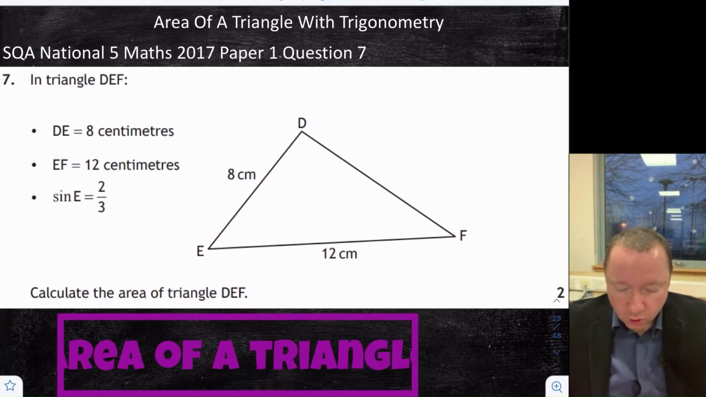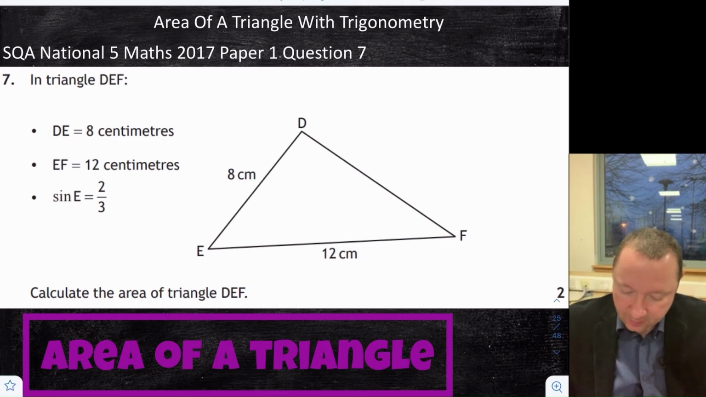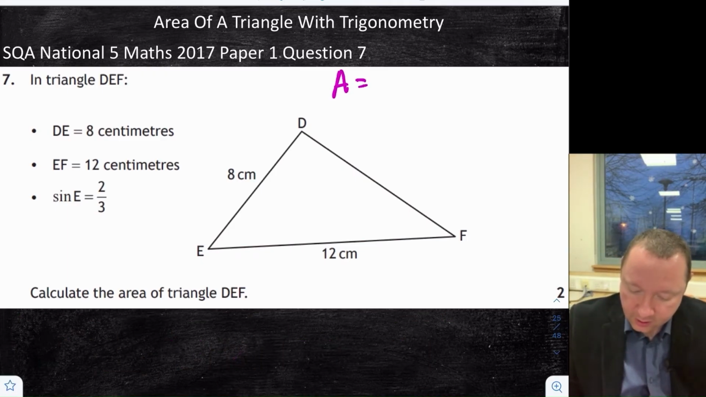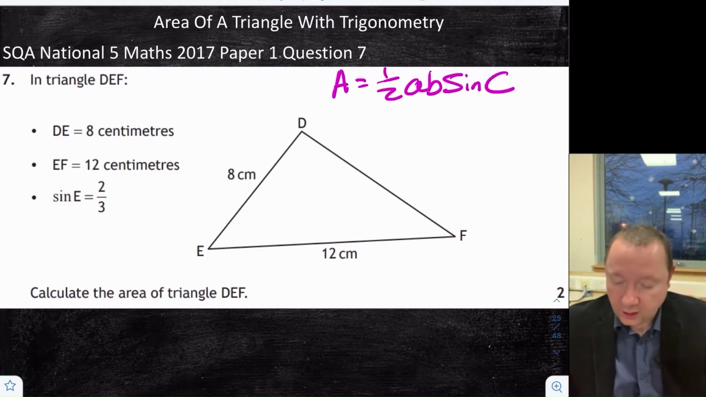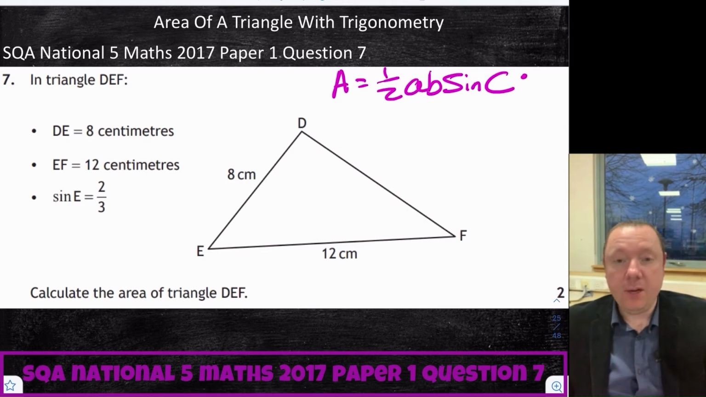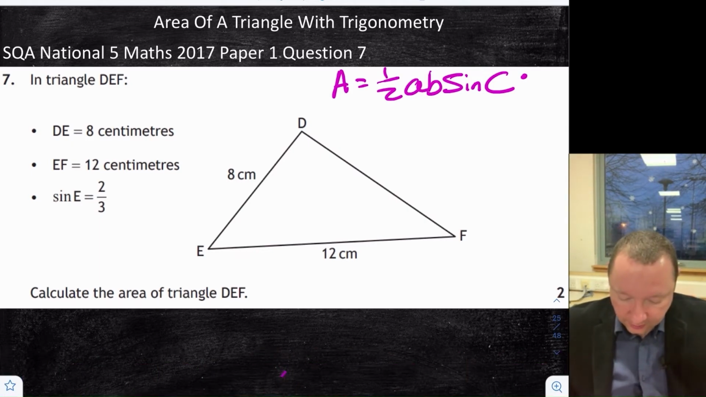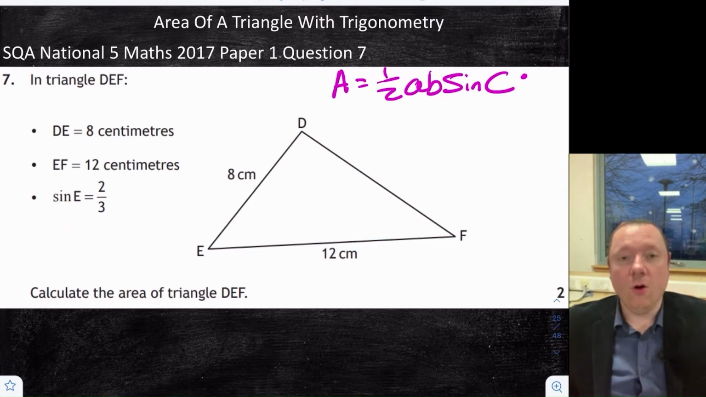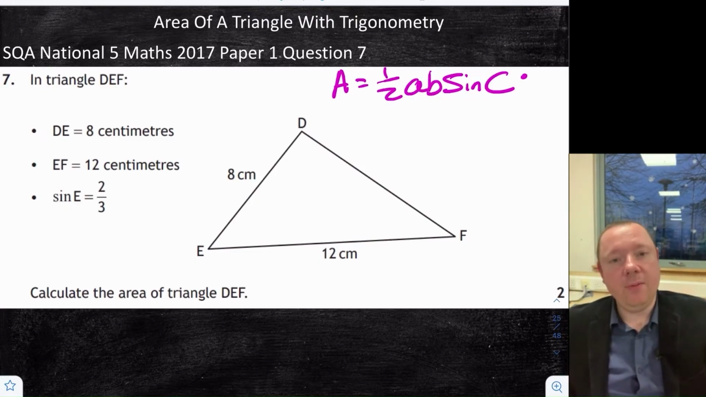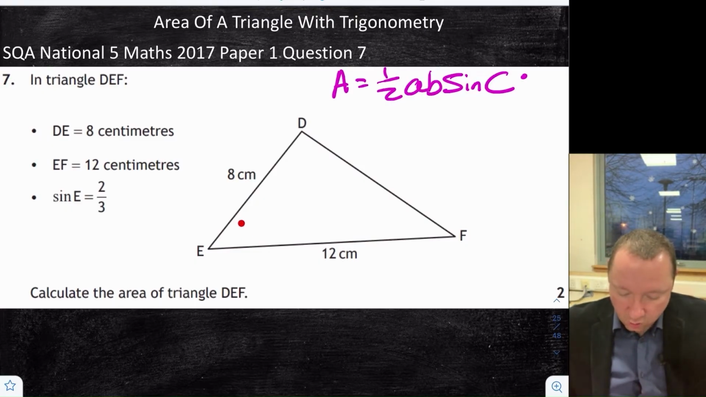We have a triangle with trigonometry. This is given to you at the start of the exam paper. Just a reminder that it tells you that the area is a half ab sine C. And we're going to look at a bunch of questions that use this idea. So SQA National 5 Maths 2017 paper 1 question 7 had DE is 8, EF is 12 and sine of E is 2/3. Notice this is a non-calculator question, so it's telling you the sine of the angle so that you don't have to work it out already. So the main key point with this is the angle is always in between the two known sides to do the area.